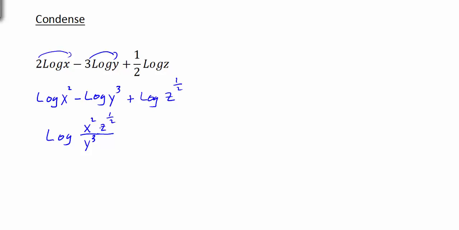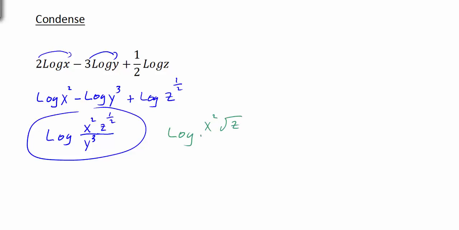Now, if you want to, with this example, this answer is perfectly fine. If you prefer to rewrite this, you could certainly write this as the log of x squared. And instead of z to the 1/2, we could write this as the square root of z over y cubed. Okay, either answer here would be acceptable. I don't really care if you leave it as z to the 1/2 as a fraction or if you change it back to a square root.